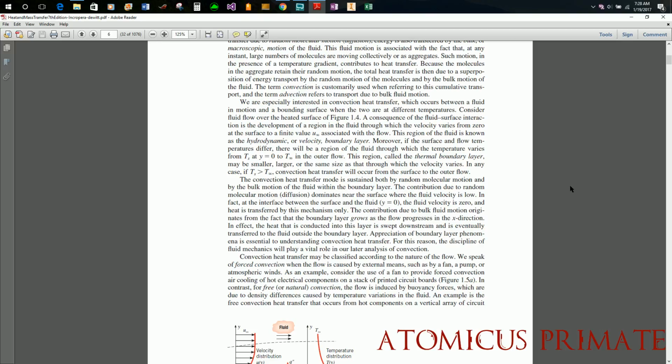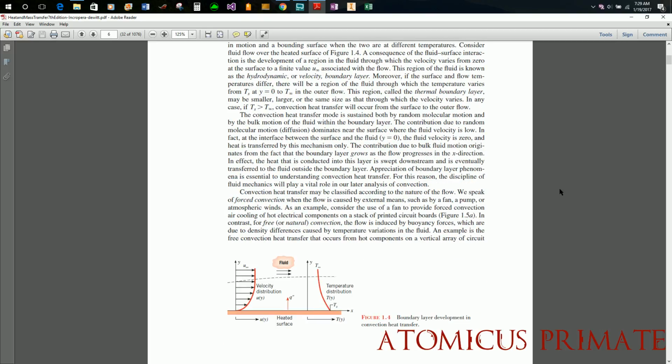Convection heat transfer may be classified according to the nature of the flow. We speak of forced convection when the flow is caused by external means, such as a fan, a pump, or atmospheric winds. As an example, consider the use of a fan to provide forced convection air cooling of hot electrical components on a stack of printed circuit boards, figure 1.5a.